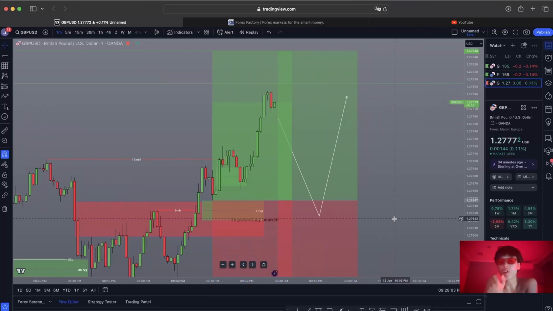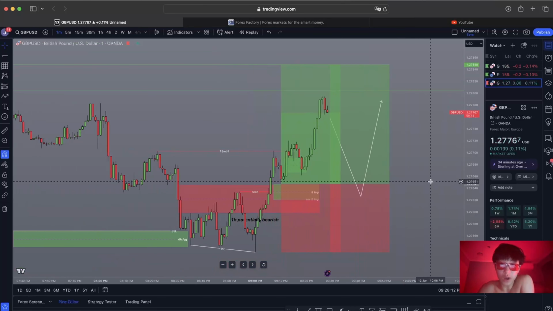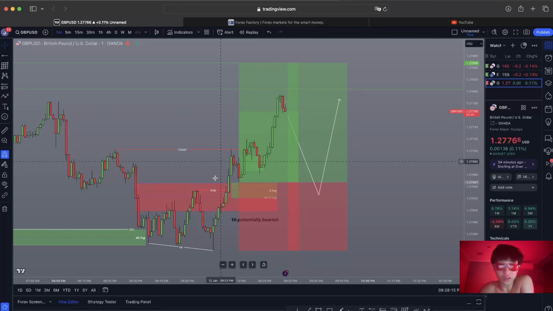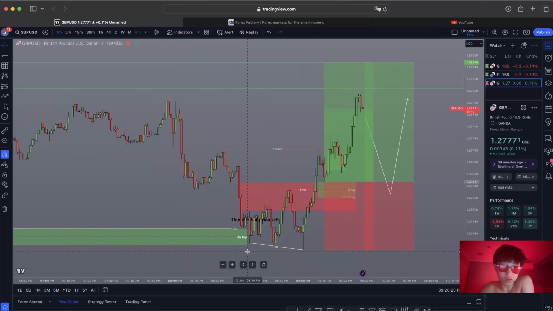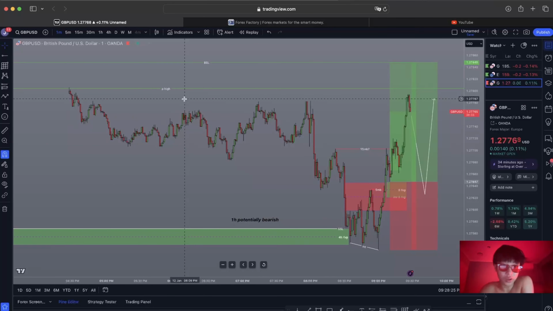I genuinely don't know if I right now should be altering my strategy, or I should just stay disciplined and wait for better market conditions. But I looked at the market maker buy model, and it said, yeah, it engineers liquidity all the way down.